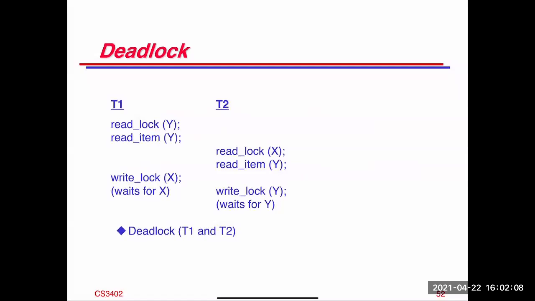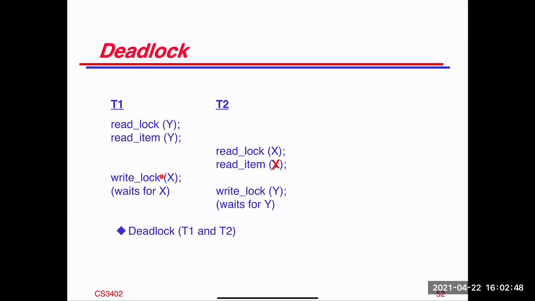Okay, so just to remind us what the deadlock is, let's look at this example here where we have two transactions, T1 and T2. In transaction T1, we're first acquiring a read lock on item Y, then we're reading item Y. Then in transaction T2, we're acquiring a read lock on item X, and then we're reading item X. So that's all fine, right? Because I can't read an item without acquiring a lock on it.